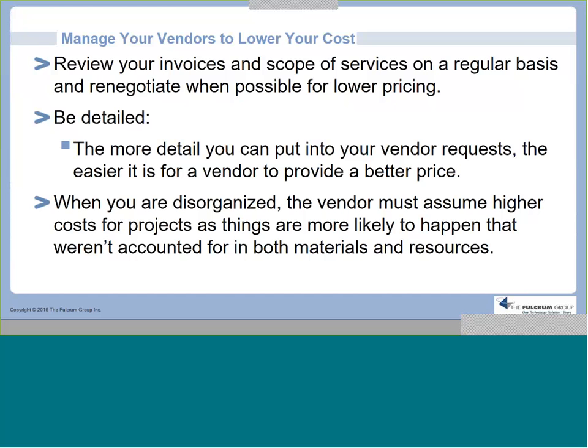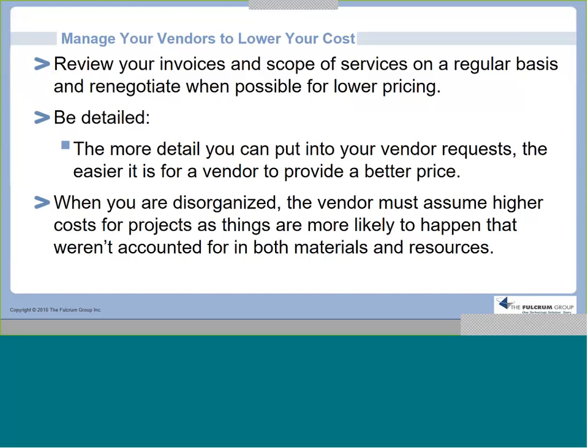So just make sure you understand what your vendor is supposed to be providing, and make sure you know what you want and what you need. The more detail you have, the better off you are of getting exactly what it is you need at the best price. And when it comes to projects, make sure you have everything organized, planned, and ready to go.